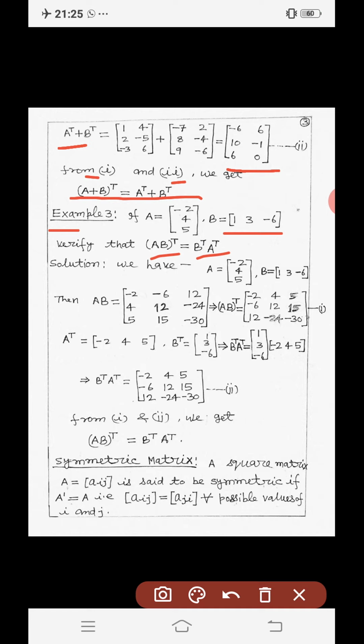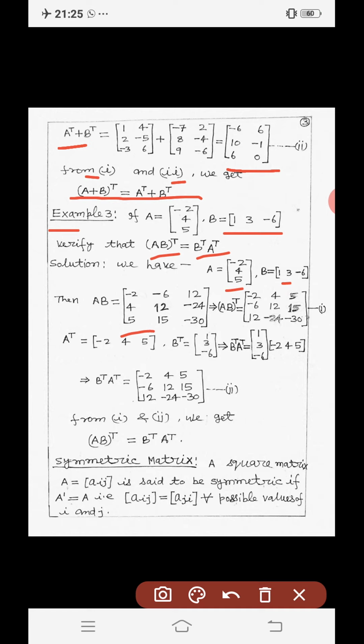Dear students, we have matrix A equal to [-2, 4, 5] and matrix B equal to [1, 3, -6]. Then we find AB, and this is equal to [-2, -6, 12; 4, 12, -24; 5, 15, -30].